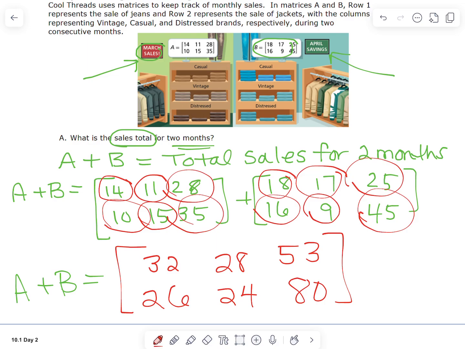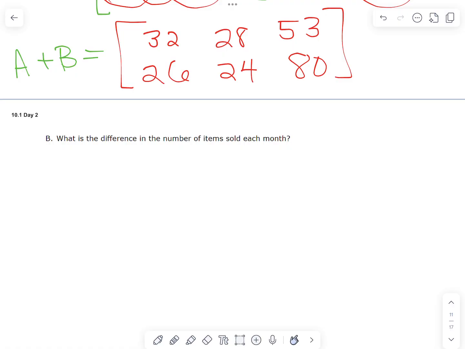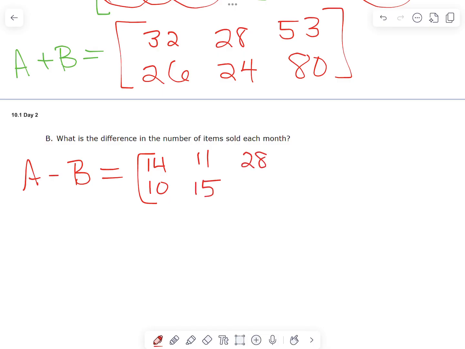The other thing we're doing is, what is the difference in the sales in 2 months? So then we would subtract A minus B. So we would put elements of A minus the elements of B.